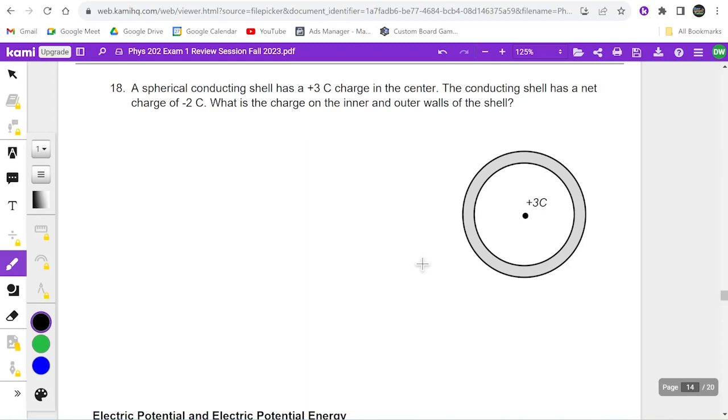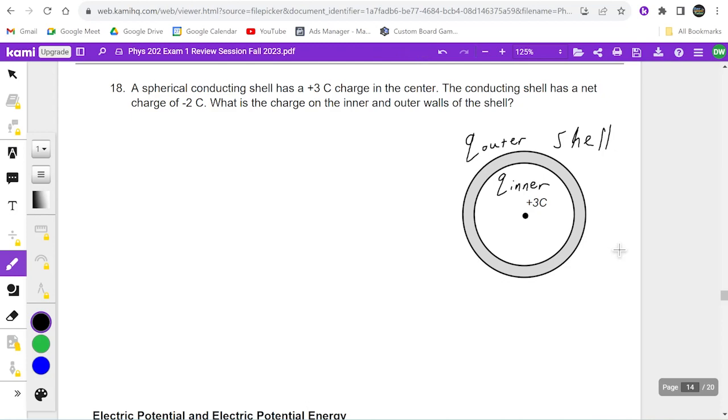So the first thing you need to know about the spherical shell is that it's hollow in the middle. Like you see the gray? The gray is the shell, and the middle is empty space, except for this plus 3 coulomb charge in the very center. Now, we want to find the charge on the inner wall, which I'll call Q inner, and we want to find the charge on the outer wall, Q outer. And you may be thinking, are they really different? And the answer is yes, they are very different. Okay? So here's what I'm going to do.